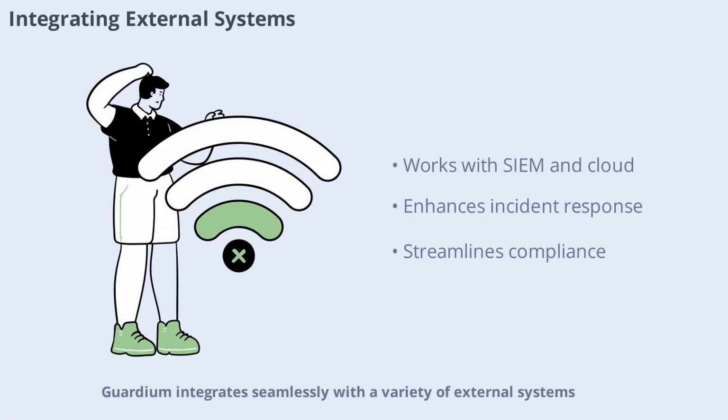Guardium integrates seamlessly with a variety of external systems, including SIEM platforms like QRadar and Splunk, cloud services such as AWS and Azure, and enterprise tools like ServiceNow and LDAP. This integration enables organizations to leverage existing IT investments, enhance incident response, and streamline compliance reporting. Guardium's open architecture ensures that it can adapt to diverse enterprise ecosystems.